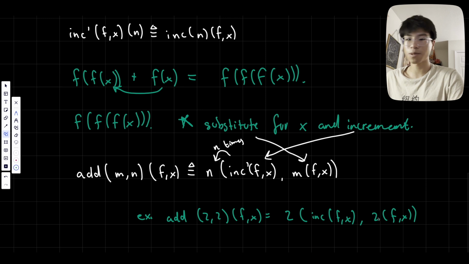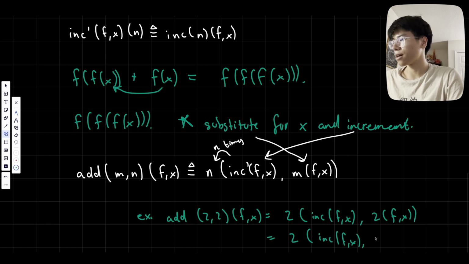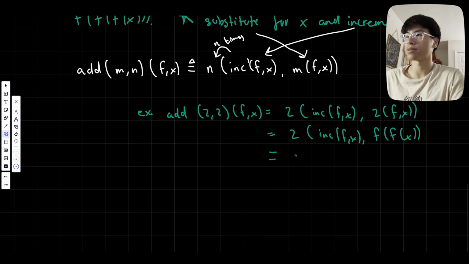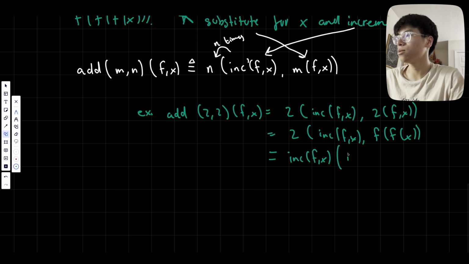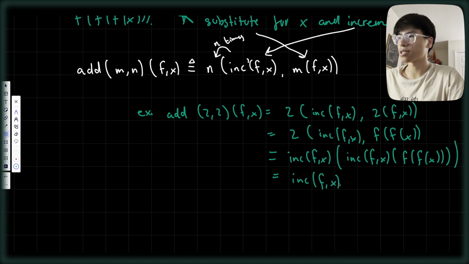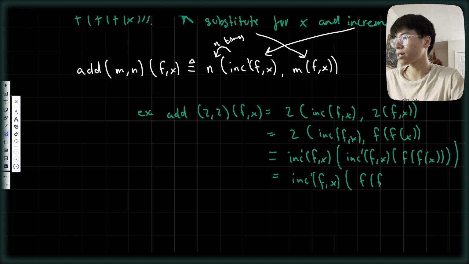Okay, so now substituting in the definition of 2 down here, we have 2 of increment f x, and then f of x. So now we have to apply the increment function twice. So increment of f x applied to increment of f x applied to f of x. Now we simplify. So simply just and now we have 3x.